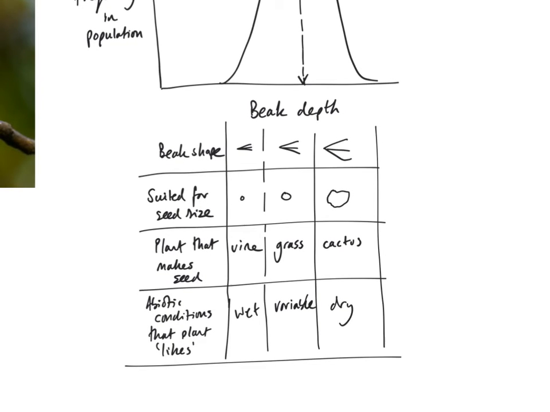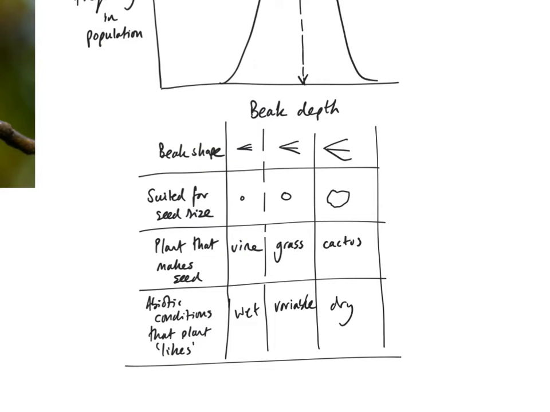So here I've got beak shape. You can be pointy, or you can be less pointy and broader, or you can be really broad, and there's all the range in between. There's a variation in beak depth, and that's due to mutation. There's a beak depth gene that has numerous alleles because mutations have given different alleles of that gene. And you can imagine if you've got a small beak, you're better at small seeds. You can manipulate them better. So I've put it suited for seed size: small, medium, and large. And the small seeds come from vines.